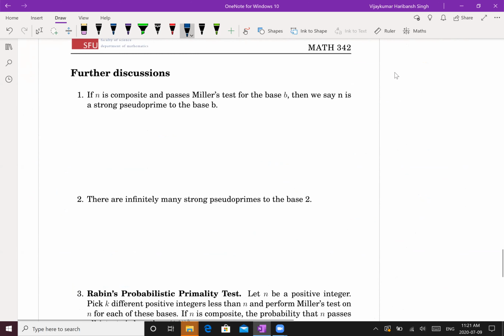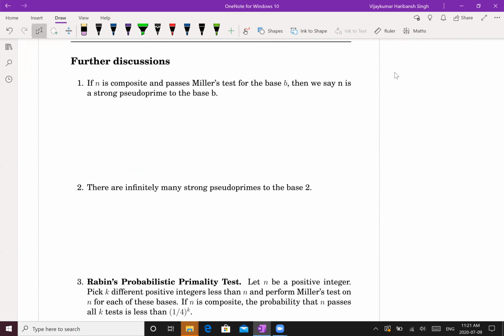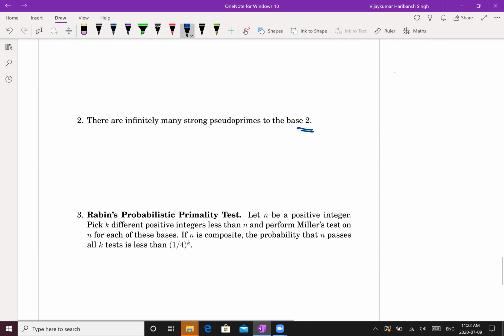So now, further discussion. If n is composite and passes the Miller test for the base b, then we say n is a strong pseudo-prime to the base b. Now the question is, how many such pseudo-primes exist? There are infinitely many such pseudo-primes to the base 2. In fact, to every base. There's nothing special about b. So then, is there any hope for this method of primality? And the answer is yes. We have a probabilistic primality algorithm, which is called Rabin's test, which is also sometimes called the Miller-Rabin test.